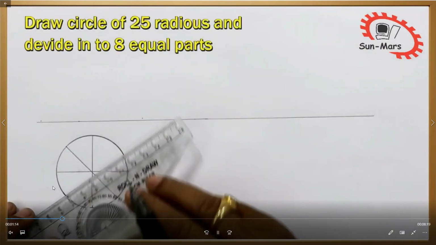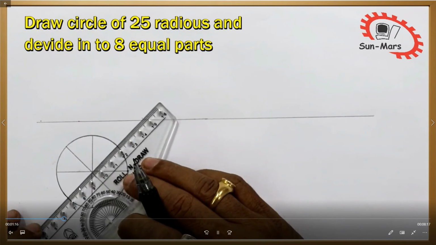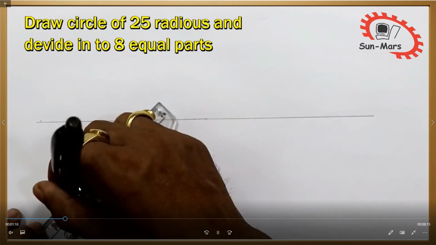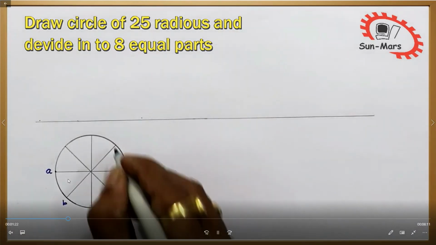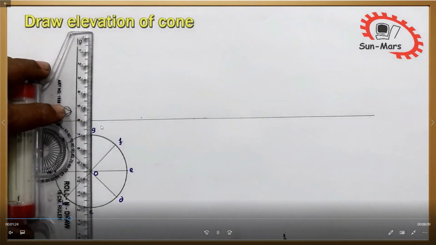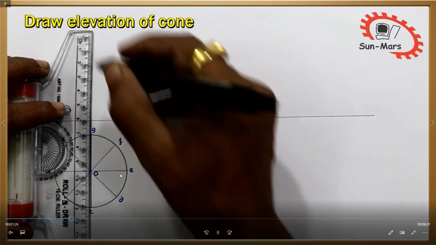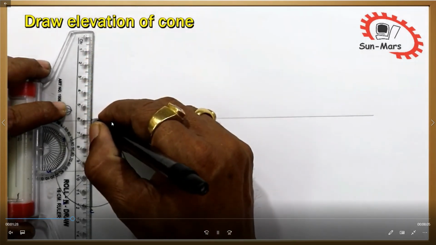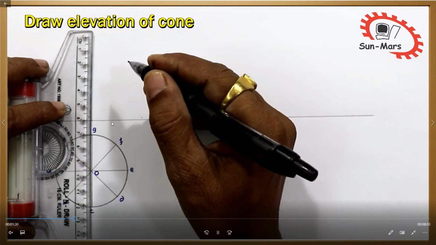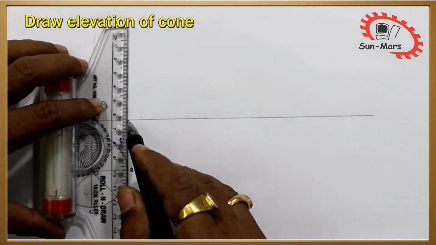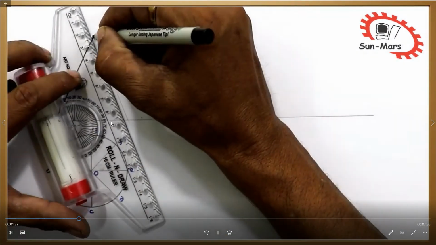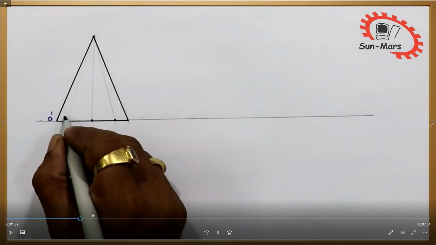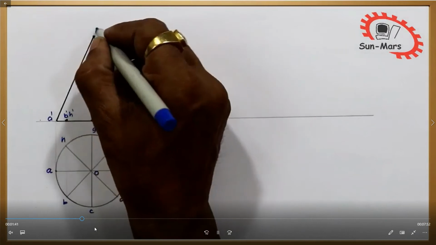First you draw one circle here, 25 radius. We divide it into 12 equal parts or 8 equal parts and then you identify the names on this circle. You extend the lines from the center point to each point on the reference line here. Axis distance, axis is the center of the cone, here. In this way you draw, that is the cone.